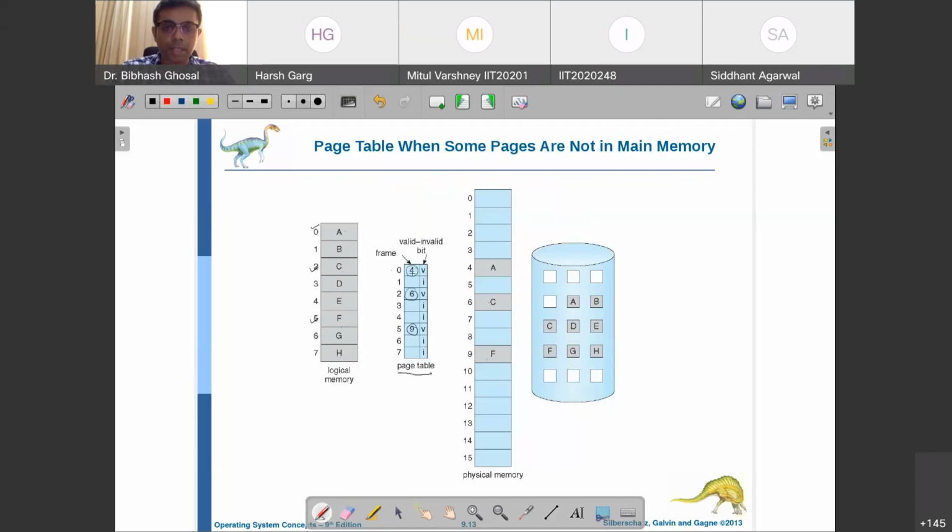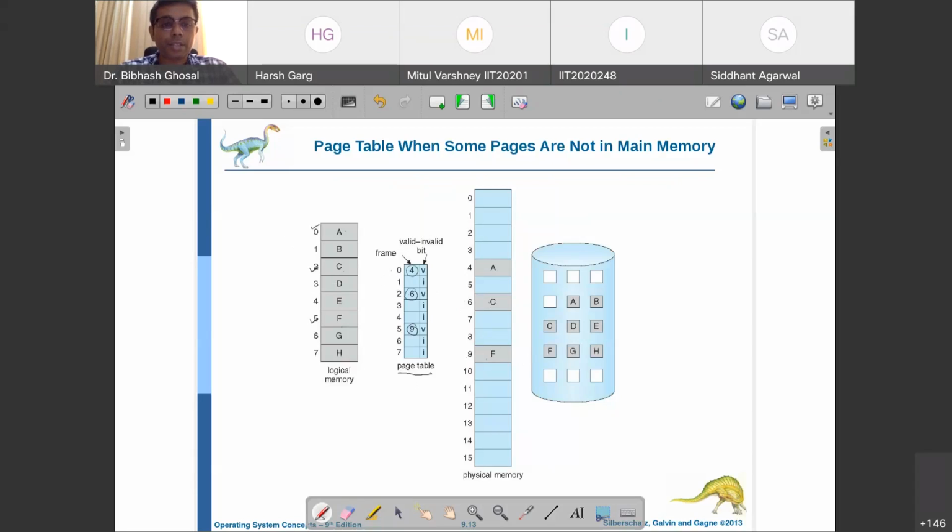F is frame number 9. I have placed them in the corresponding page table entries. Good enough. How about D, E, G, H? What will I get for them? I will get invalid bits because they do not reside in the page table.